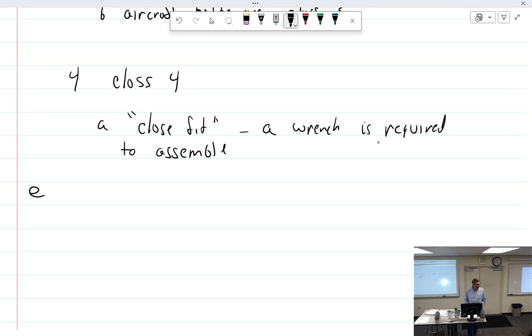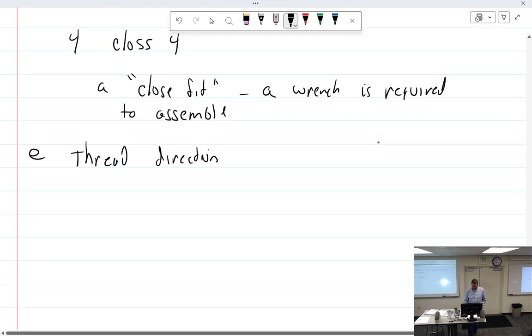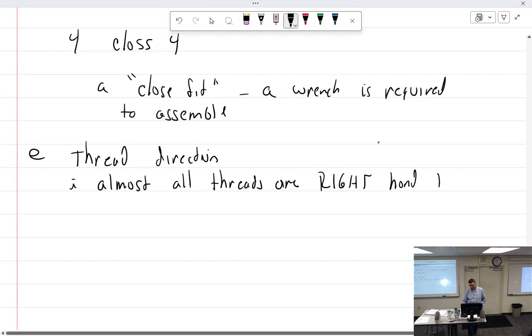All right, let's see. Adam, you're going to want to write this one down. Thread direction. We should maybe start off with righty tighty, lefty loosey. Probably should just start with a lecture for that one. Thread direction. Almost all threads are right-hand threads. Remember how you open up a soda pop bottle? Right-hand threads.